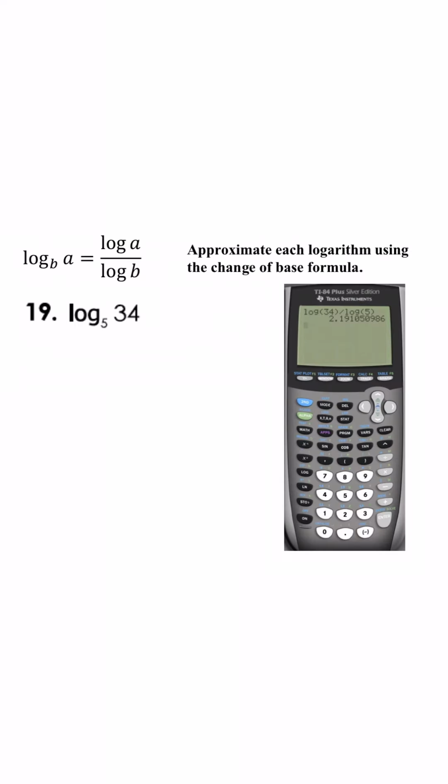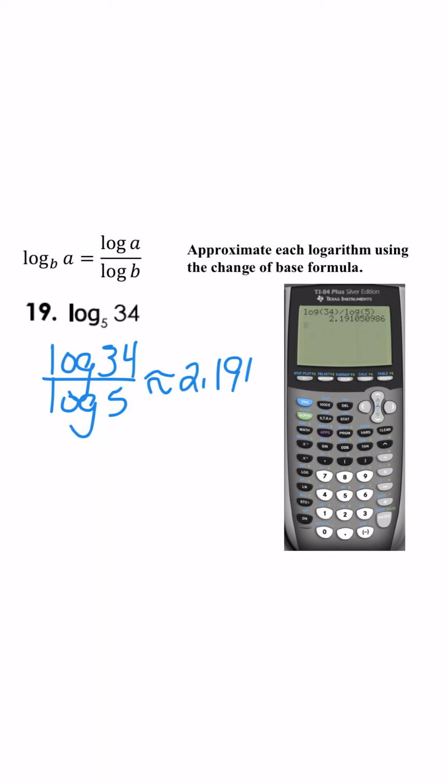So on this one, I have it shown on the calculator where we have log base 5 of 34. In reality, what we're doing when we put it into the calculator is log 34 divided by log 5. And once we do that, our answer is going to be 2.191.